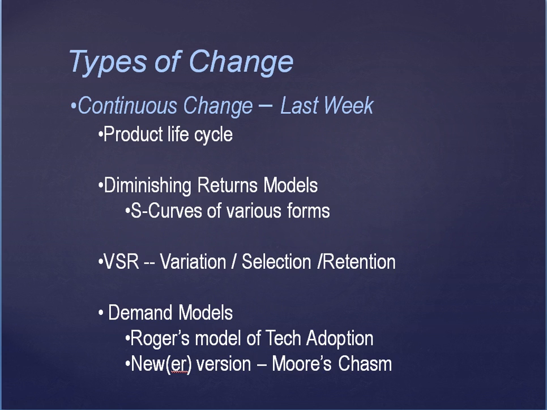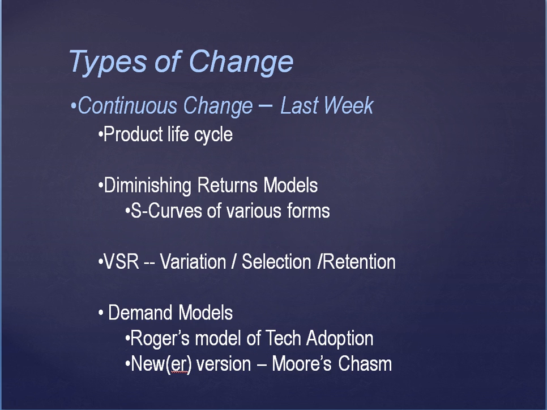Last week with continuous models, we described the product lifecycle model, diminishing returns driven models, including the S curves, and variation selection retention. Remember, in both models, you enter a period of stasis in which diminishing returns set in, then the new technology is introduced, you go through a period of change, and then stability reigns.